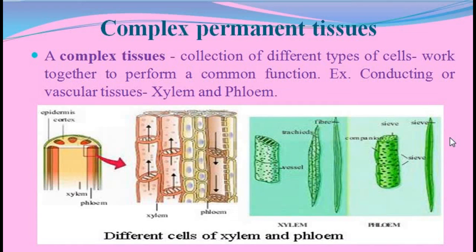Then coming to the complex permanent tissues. Complex permanent tissues are nothing but a collection of different types of tissues which work together to perform a common function. For example, the conducting tissues, otherwise known as the vascular tissue, which include the xylem and phloem. Here we can find the complex nature of the xylem and phloem, since they are made up of different types of elements, 2 or 3 elements joined together to perform a single function, hence the name complex tissue.